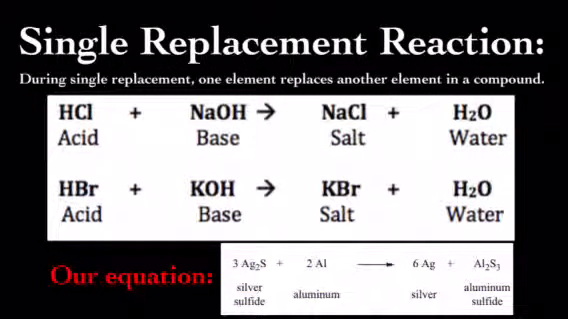A single replacement reaction is a chemical change in which one element replaces a second element in a compound. The chemical reaction that occurred in our experiment is classified as a single replacement reaction, where the silver and aluminum switch places.